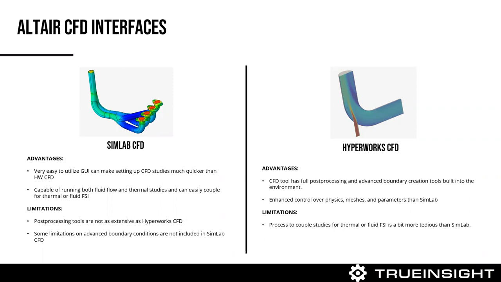It doesn't have as many capabilities as HyperWorks CFD. So HyperWorks CFD is the other tool where we solve AcuSolve. HyperWorks is built on the HyperMesh engine, so it has a lot of advanced post-processing and pre-processing capabilities for meshing. There's much more enhanced control, a lot more boundary condition capabilities there. But with that being said, it's not quite as easy to couple problems as in SimLab. So if you're looking at a license potentially with AcuSolve, you have the potential to run CFD in either of these tools, and we'll actually run within both so you can see that.